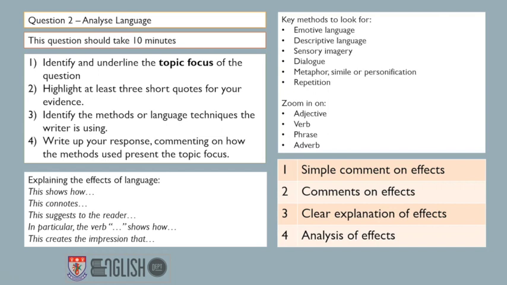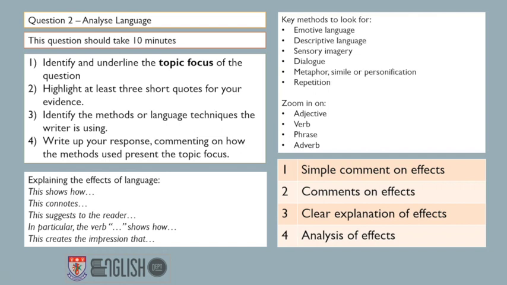Secondly, you should read the section and highlight at least 3 short quotes to use in your evidence. Remember, you're looking for the language methods that are used, and it certainly helps to be able to use the right terminology, so to know what technique is being used, and you should label those on your annotation. Finally then, you will write up your response and comment on how the methods used present the topic that you've been asked.